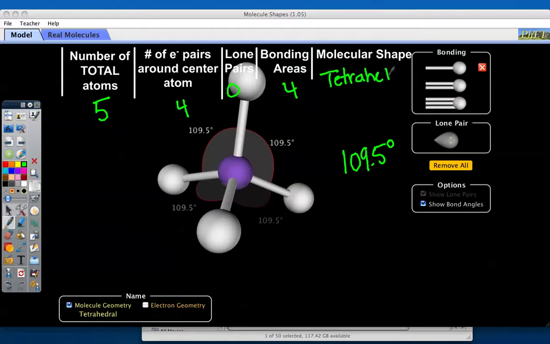Think about this. We have 4 atoms coming off of the center atom. The prefix for 4 is tetra. So it is tetrahedral. So it's going to be similar to the last one, but instead of that lone pair on the top, you're going to draw another atom.